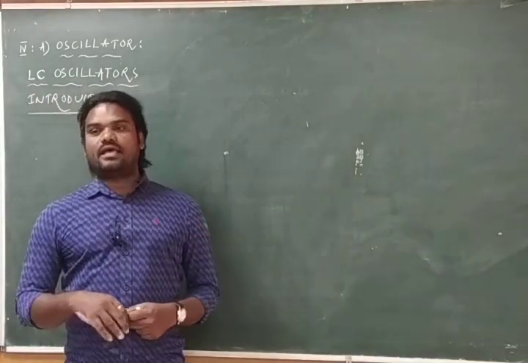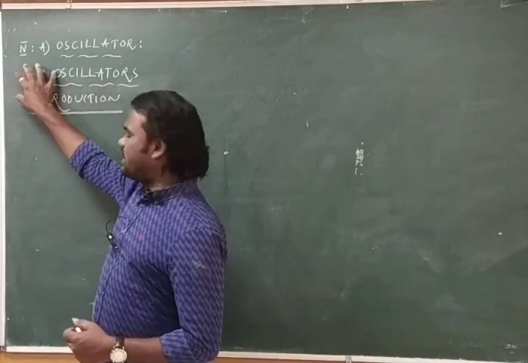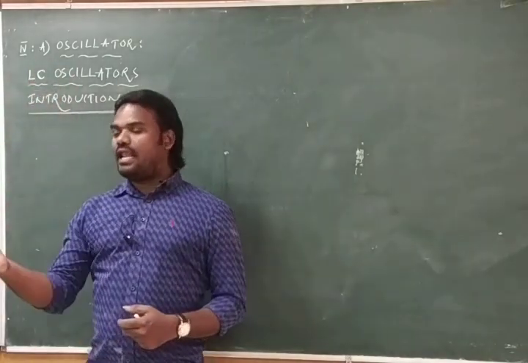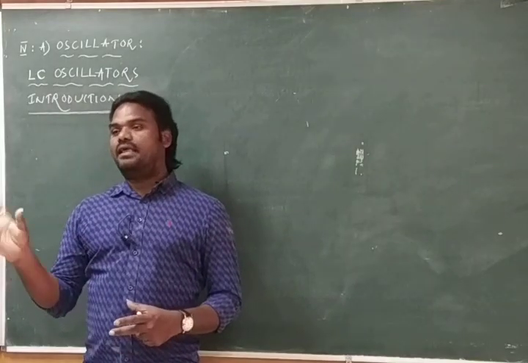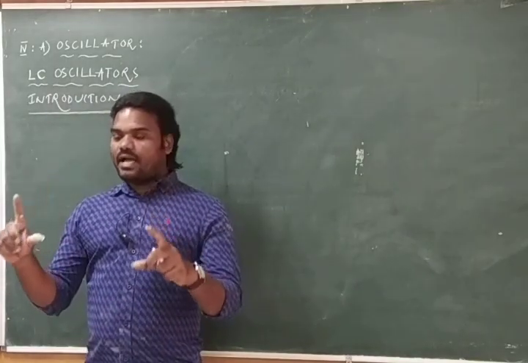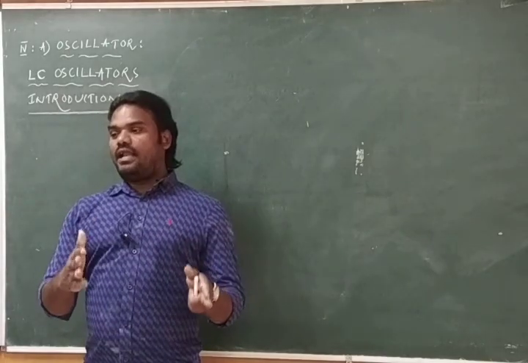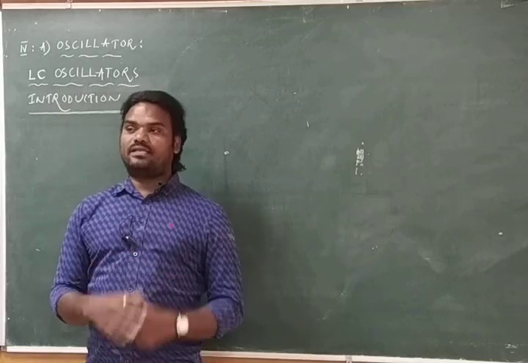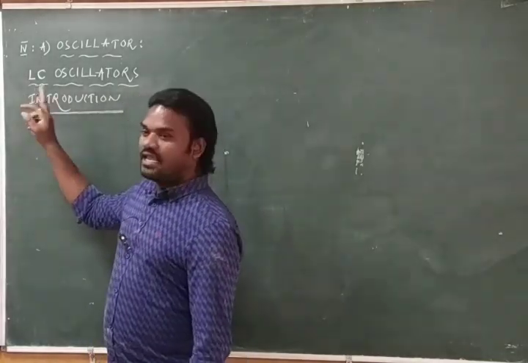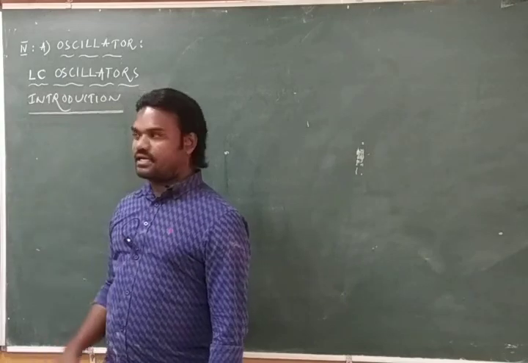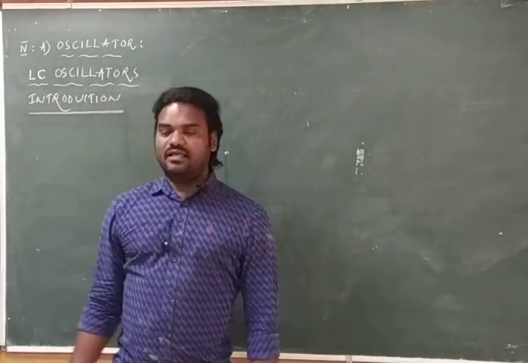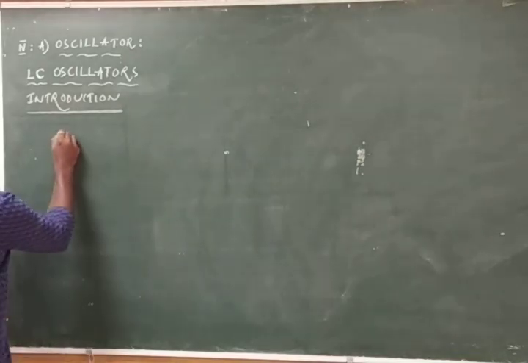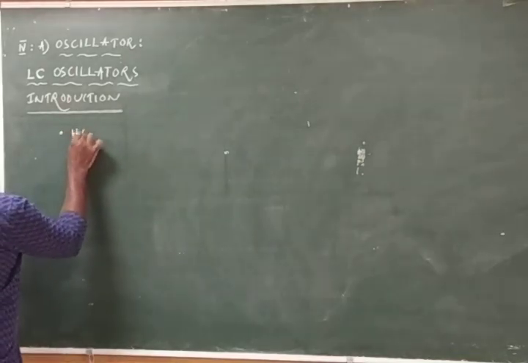In LC oscillator, positive feedback is employed and it is designed with L and C components. L is nothing but an inductor, C is nothing but a capacitor. If the feedback network is designed with an inductor and capacitor, and that feedback is positive feedback, then that type of oscillator is named as LC oscillator. That is the introduction about the LC oscillator. There are two types of LC oscillators. First one is Hartley oscillator.